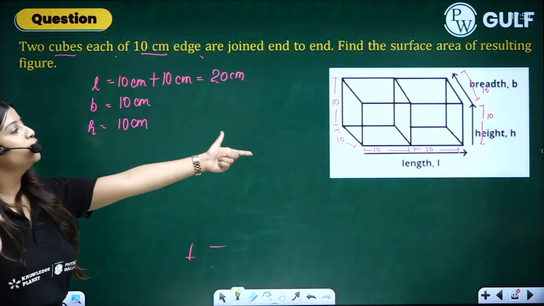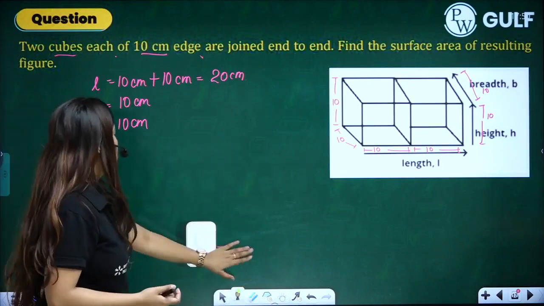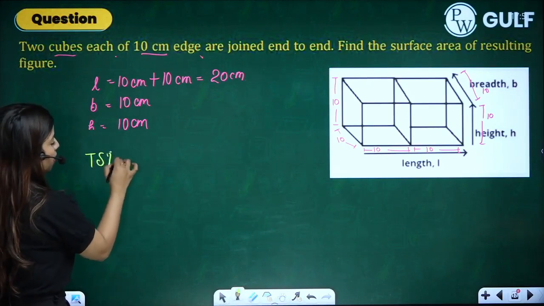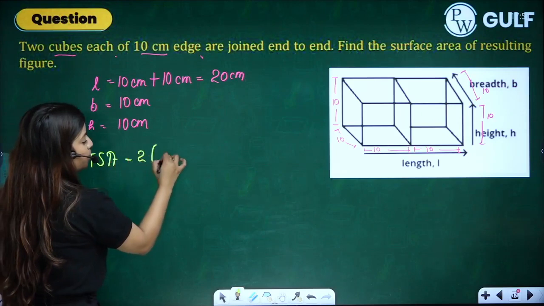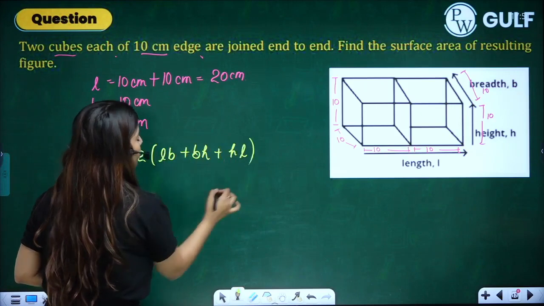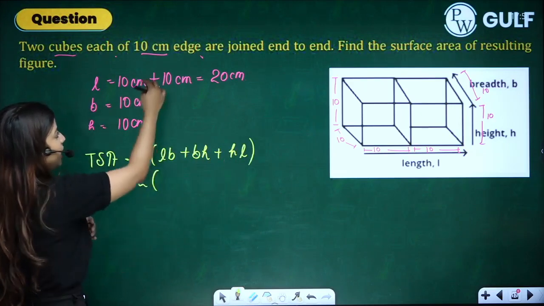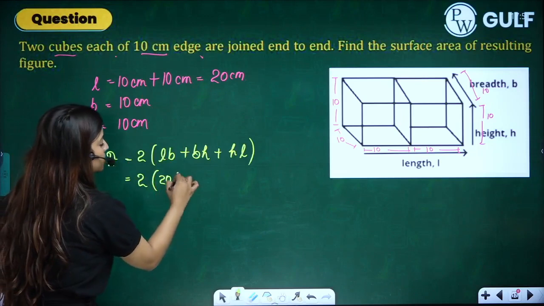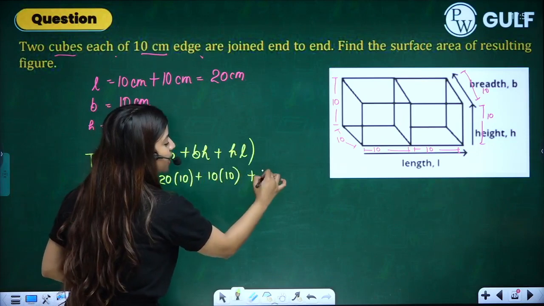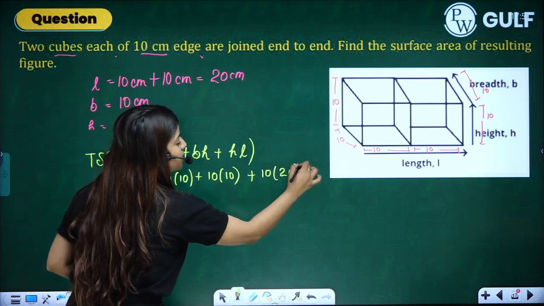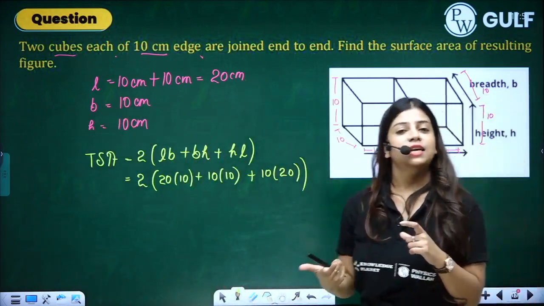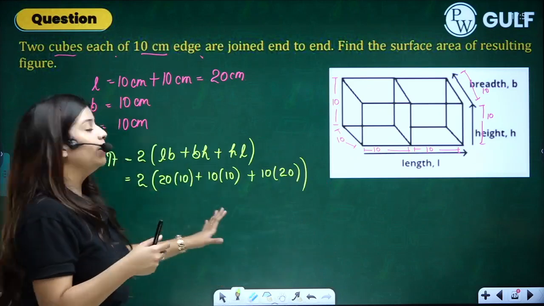Now the second part is to find out the surface area. Surface area over here means the total surface area. So for the total surface area of the cuboid, the formula is 2 bracket length into breadth plus breadth into height plus height into length again. So let's substitute the values. Length is 20, breadth is 10, breadth is 10, height is 10, plus height is 10 and length is 20. So this is what we are going to find out, the total surface area. Whenever only surface area is given, that means total surface area.